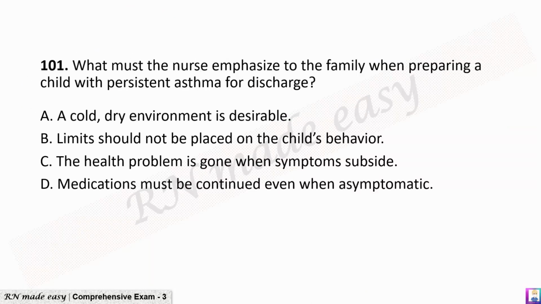Question 101. What must the nurse emphasize to the family when preparing a child with persistent asthma for discharge? A. A cold, dry environment is desirable. B. Limits should not be placed on the child's behavior. C. The health problem is gone when symptoms subside. D. Medications must be continued even when asymptomatic.